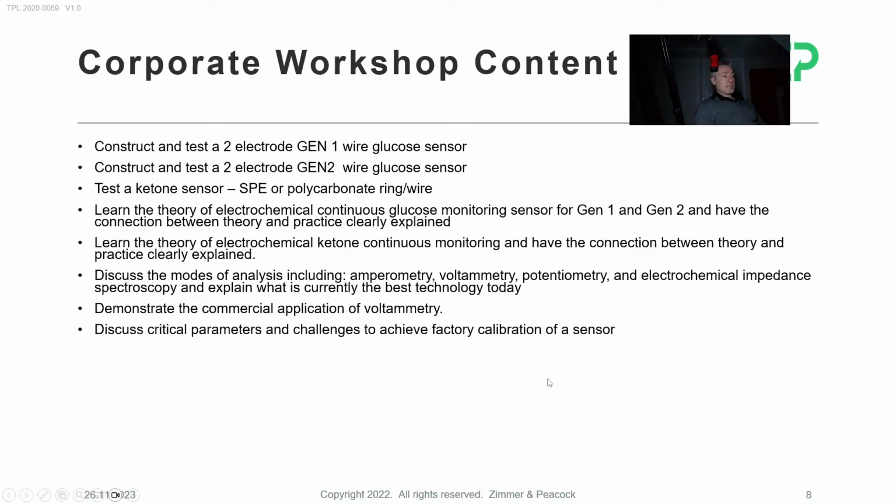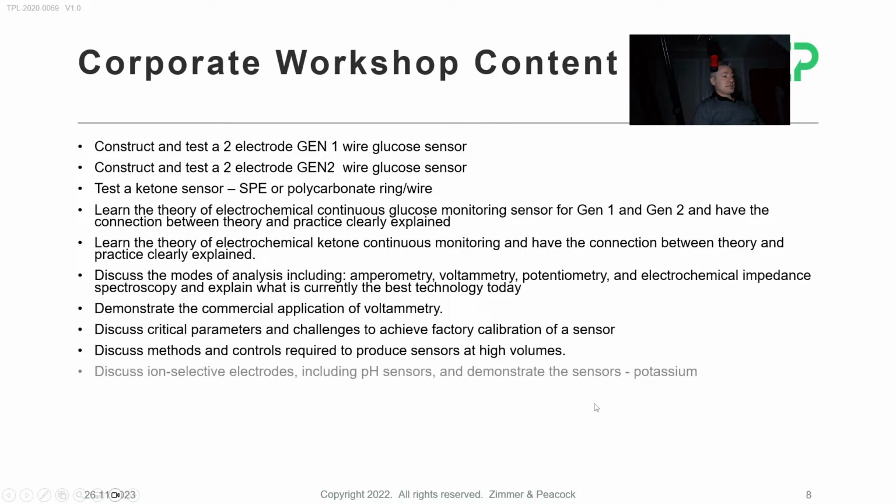Talking about commercial applications, critical parameters, how to achieve factory calibration, which is important to many sensors. And in fact, that will be some of my slides today. You'll notice that at ZP, when we're doing work, at least in our own products, we're not doing in-field calibration.